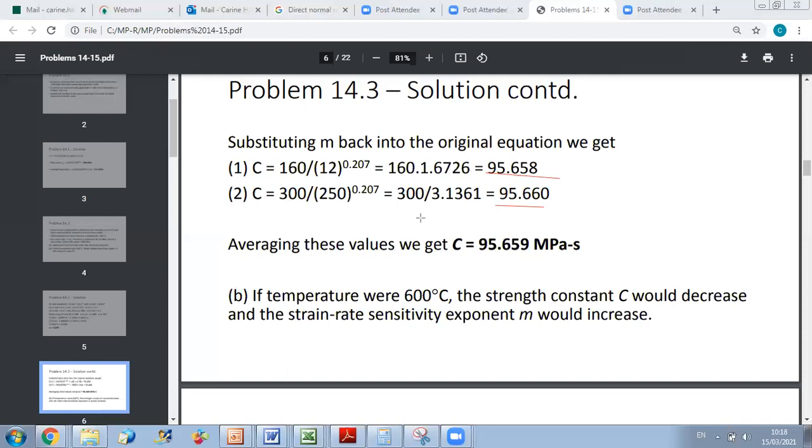Now, in part B, as we said, if the temperature is increased, the strength constant would decrease and the strain rate sensitivity will increase.